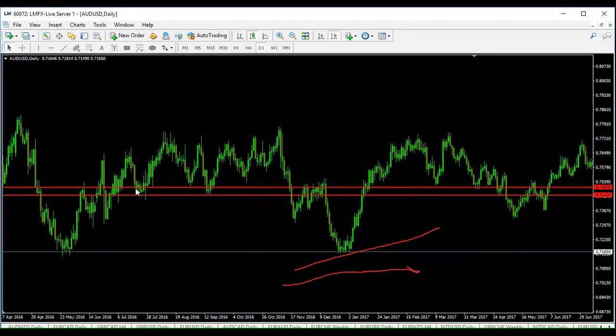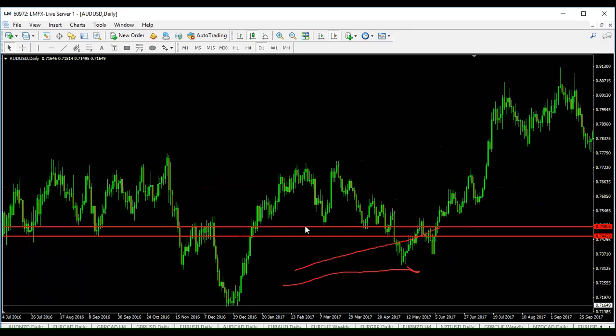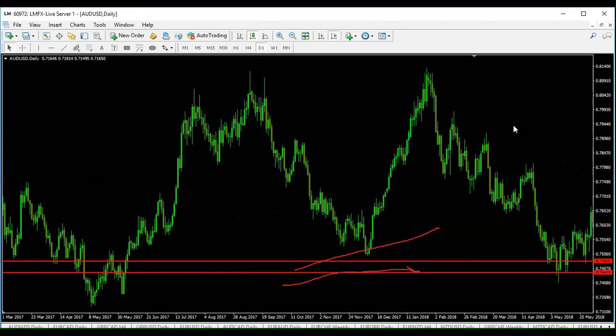The market came down, went into this zone, and was rejected. Came down, hit the zone, was rejected. Came down to our zone, rejected. So you're looking for areas where the market has come to 2 or more times and has been rejected.